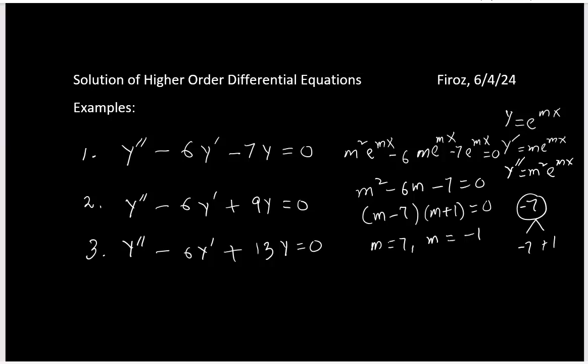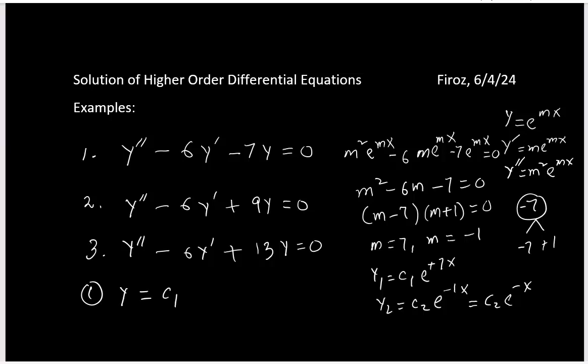So then we can write the solution as y1 equals c1 e to the positive 7x, and y2 equals c2 e to the negative 1x, which is just c2 e to the negative x. And then when you write the superposition of these for number 1, the general solution y will be equal to c1 e to the 7x plus c2 e to the negative x. And we are done for the first one.